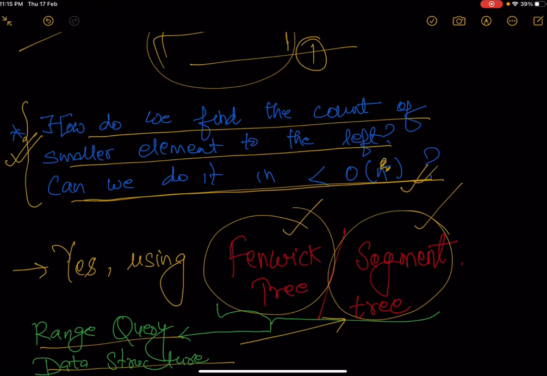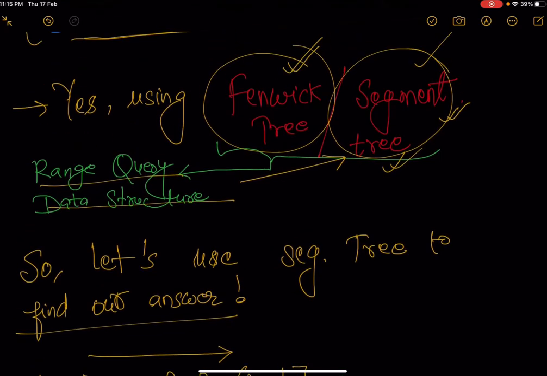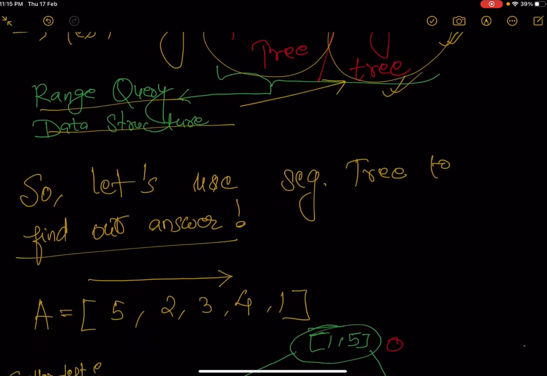Okay, but with segment tree you can find the range maximum, range minimum, range sum, anything. So this segment tree is a kind of range query data structure. Okay, so in my current solution we will be discussing the segment tree approach for solving this one, although you can also use Fenwick tree to solve the same, right? So let us try to use segment tree to find our answer.